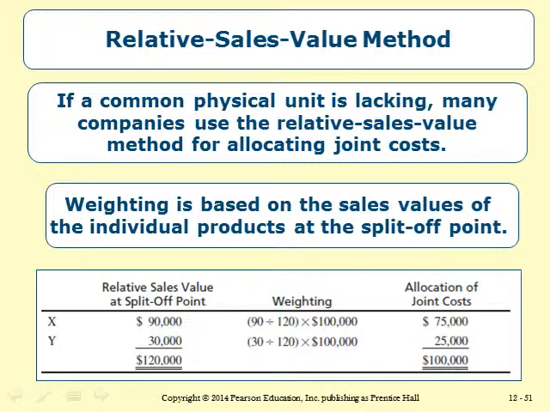Here, the weighting is based on the sales value of the individual products. Because the sales value of X at the split-off point is $90,000 and the total sales value at the split-off point is $120,000, we allocate 9/12ths of the joint product cost to X. And so again, here we're under the relative sales value. We're not using a physical units determinant of allocating the joint product cost. We're using the relative sales value.